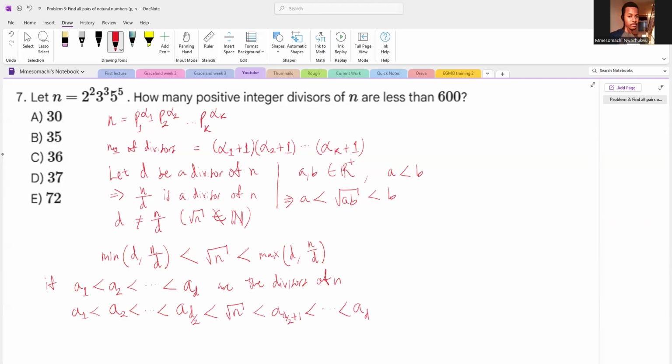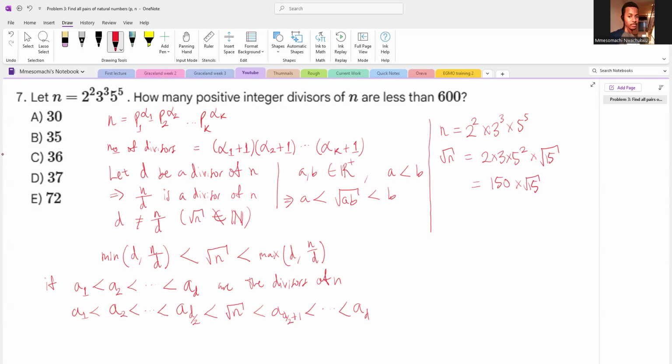Now, if the square root of n were 600, then we'd be done because we'd just say half of the divisors. But the square root of n is not exactly 600. So let's try to estimate the square root of n. We have n equals 2 squared times 3 cubed times 5 to the fifth power. So the square root of n is equal to 2 times 3 times 5 squared times the square root of 15, which equals 150 times the square root of 15.